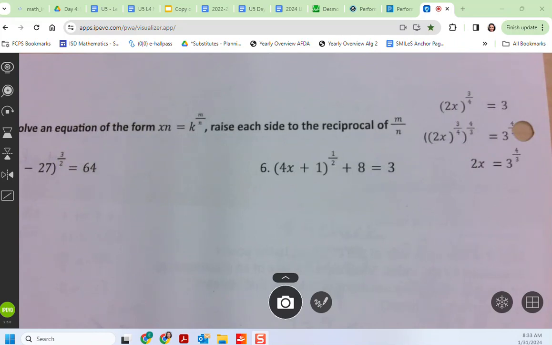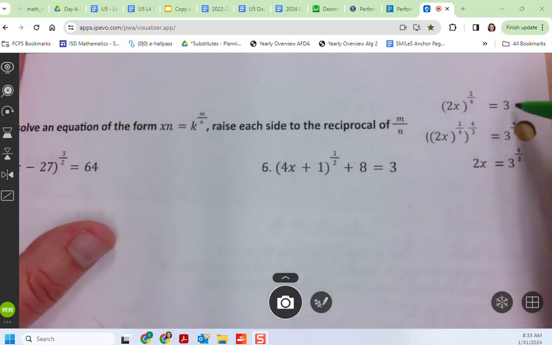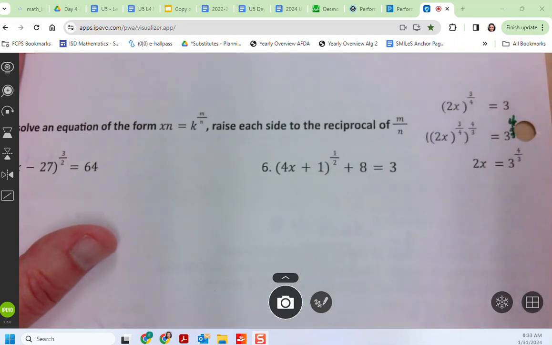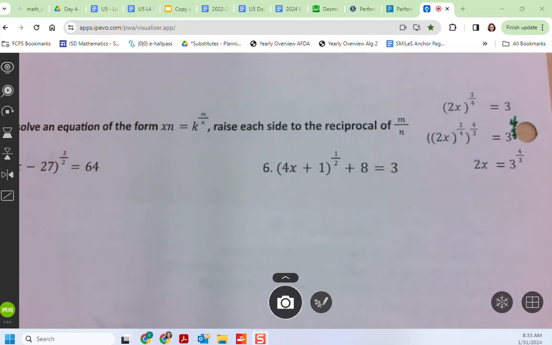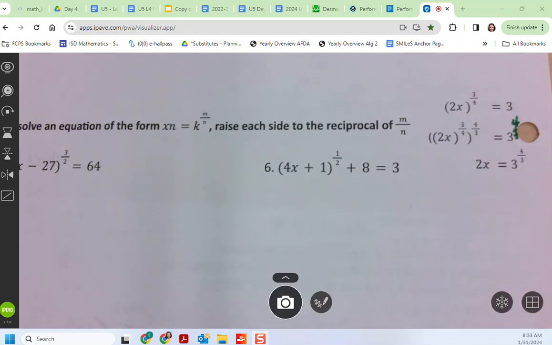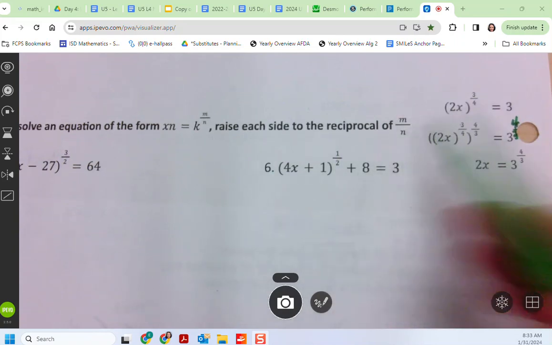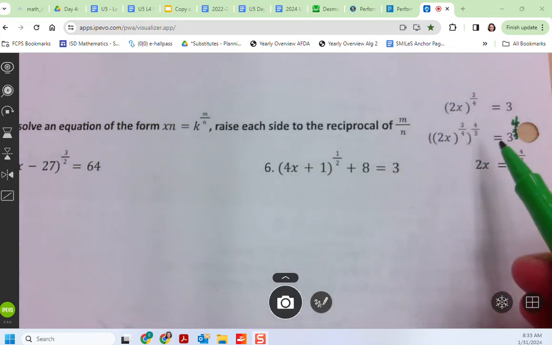You could. Let's look at this one right here. It's 2x to the 3/4 power equals 3. What we ended up doing was raising both sides to the 4/3 power. So 4/3 is the reciprocal of 3/4, right? So you turn your fraction upside down. The reason why that works is because when you raise a power to a power, you multiply your exponents, and that's going to give me 12 over 12, which is just 1. So raising each side to the reciprocal of your fraction exponent is going to make your exponent just 1, which is not really an exponent at all.